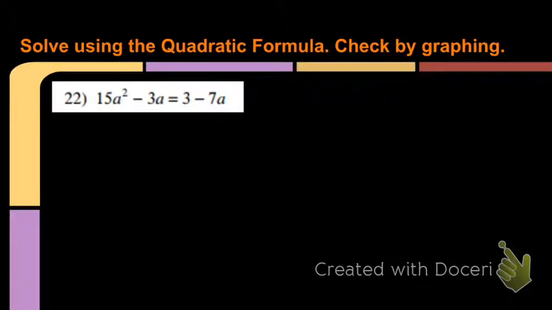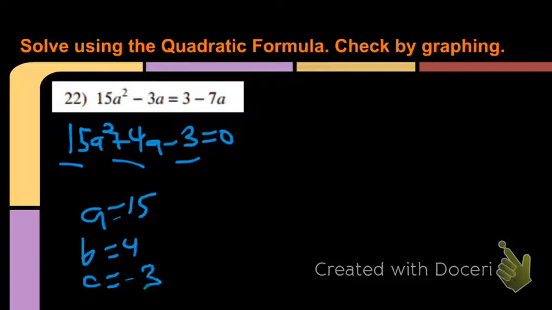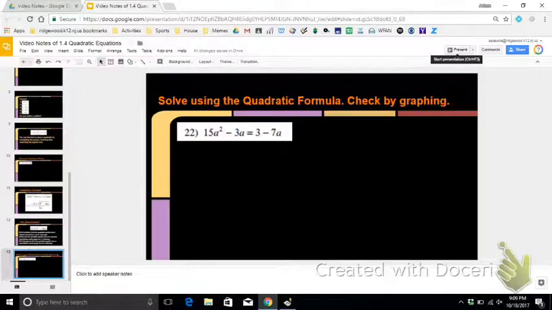So, quadratic formula, first, got to put in standard form. So that's going to be 15a squared, and then add 7a to both sides, so you get plus 4a, and then subtract 3, and it's equal to 0. Now we're going to plug that into our calculators. So, with our coefficients, a is going to be 15, b is going to be 4, and c is negative 3. And that's what we're plugging into our calculators. Okay, so got to X out of the screen. 15, 4, negative 3 was A, B, and C.